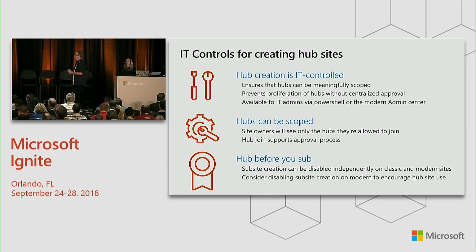Now, the most important one, the one that's closest to Melissa's heart, is we're adopting a hub before you sub approach. So one of the controls that we got just recently in the product is the ability to independently control who gets subsites on classic sites and whether they can create subsites on modern sites. So we've left it on for classic sites. We've disabled subsite creation on modern sites in order to encourage hub site adoption internally. And I'm sure there's some questions about that, but we'll take those after.